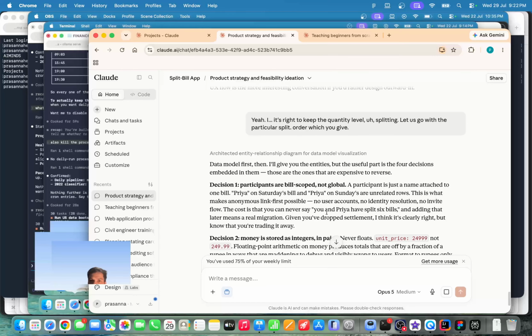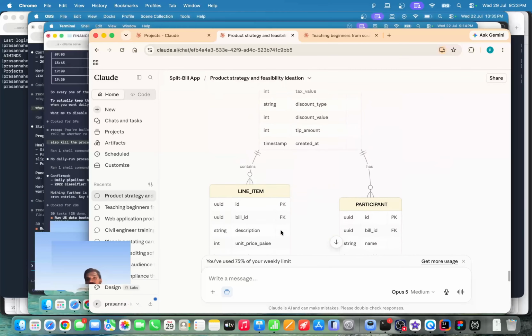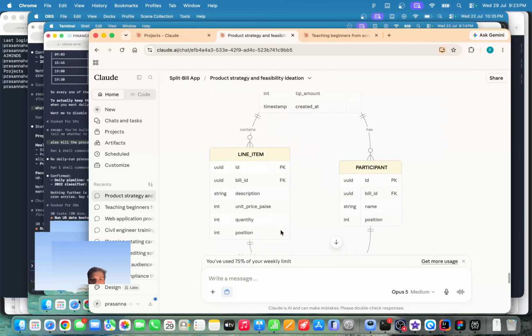Yeah, it is telling that the participants are bill scoped and not global. This completely makes sense because nobody is going to log into an application where they are going to just use it at once. That completely makes sense. And this was suggested by Claude itself. It's actually trying to add the database as well.